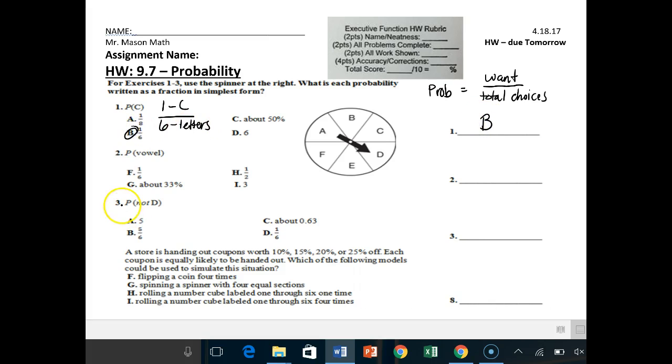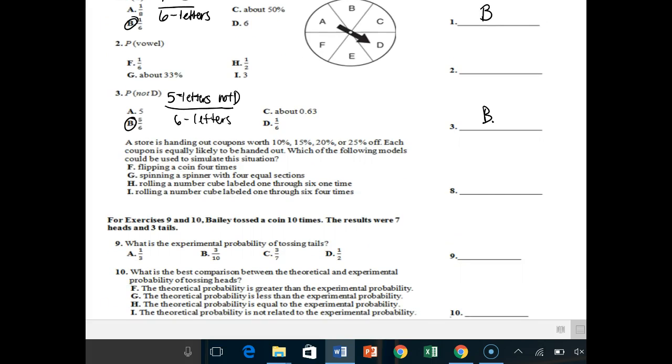All right, take a look at 3. What is the probability of not choosing D? So what I want is not to choose D. So I can choose A, B, C, E, F. So I have 5 choices or 5 letters that are not D. And I still have the same 6 total choices, so 6 letters. So 5 letters that were not D, and 6 letters total choice. So again, my answer is B, 5/6. That's my probability.